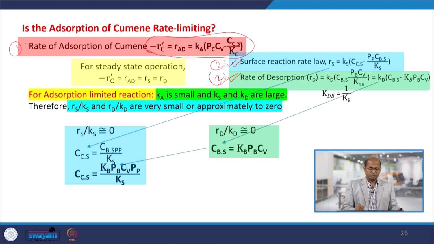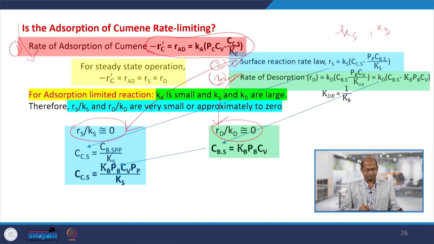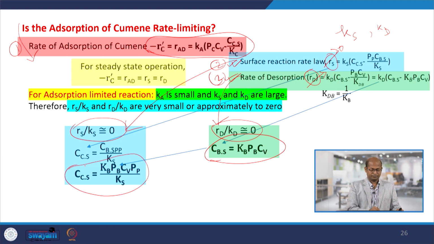This is reaction 1, and we are considering that this reaction is the rate limiting step. So what would happen? Ks would be very large and Kd also would be very large. Then rS by Ks and rD by Kd would be 0. So from the surface reaction and desorption reaction we can get this. If we put this rate equal to 0 and this rate equal to 0, then we can get this and this.